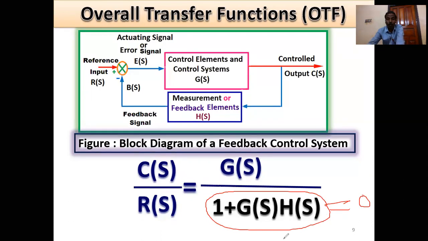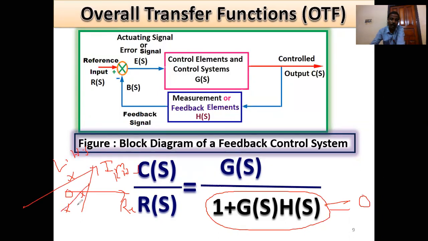And when all the poles and zeros are in the left-hand side of the S-plane, suppose this is the real axis, RE, and this is the imaginary axis. This is the left-hand side and this is the right-hand side. If all the poles, denoted by a cross, and zeros, denoted by a circle, are in the left-hand side of the S-plane, then the system will be stable.